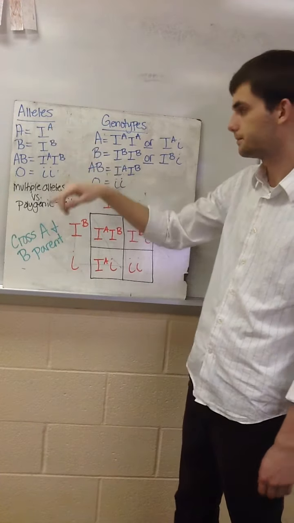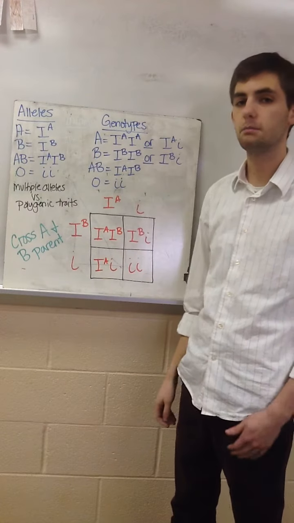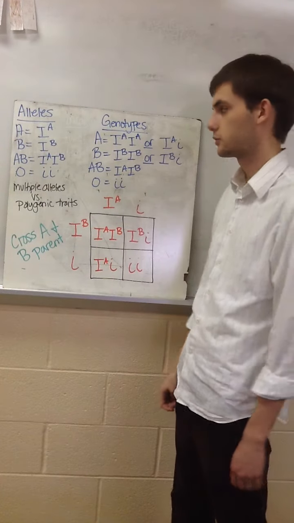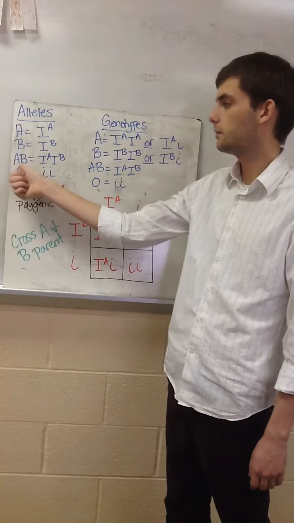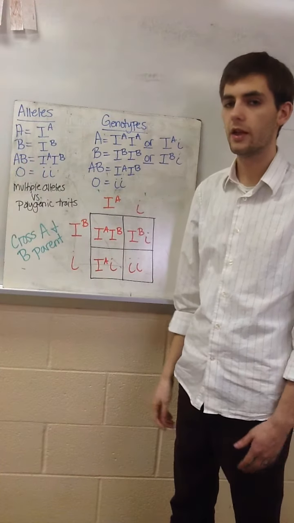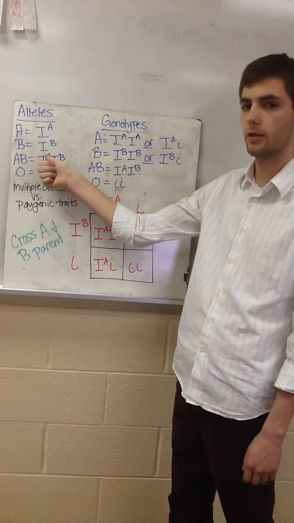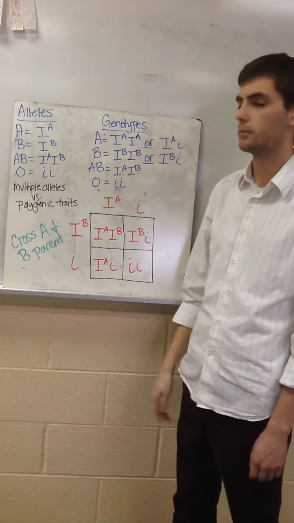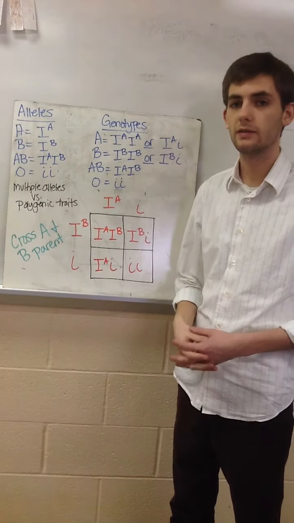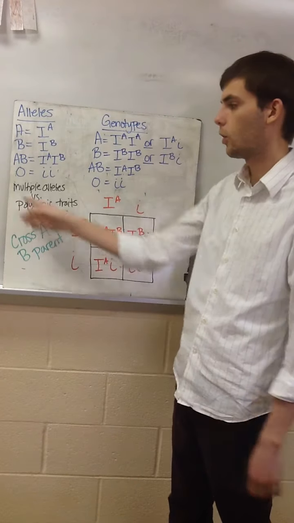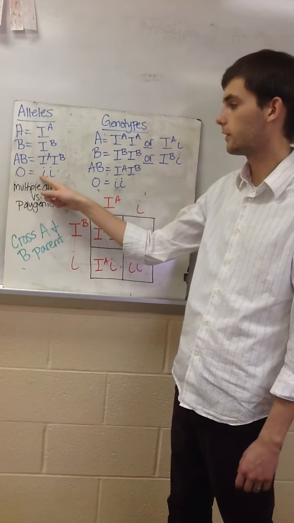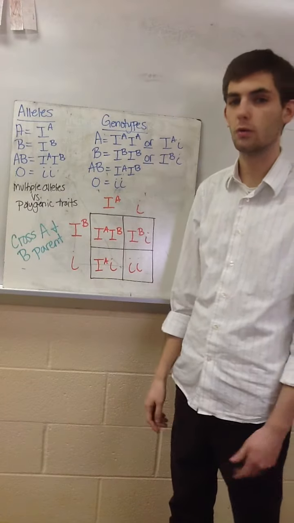For blood type B, we represent that using a capital I and a capital B because B is also a dominant trait. So when A and B are together, they are codominant. So we represent that with an I with a capital A and an I and a capital B. And O is the recessive blood type. So the only way to have blood type O is if you have 2 recessive alleles or 2 lowercase i's.